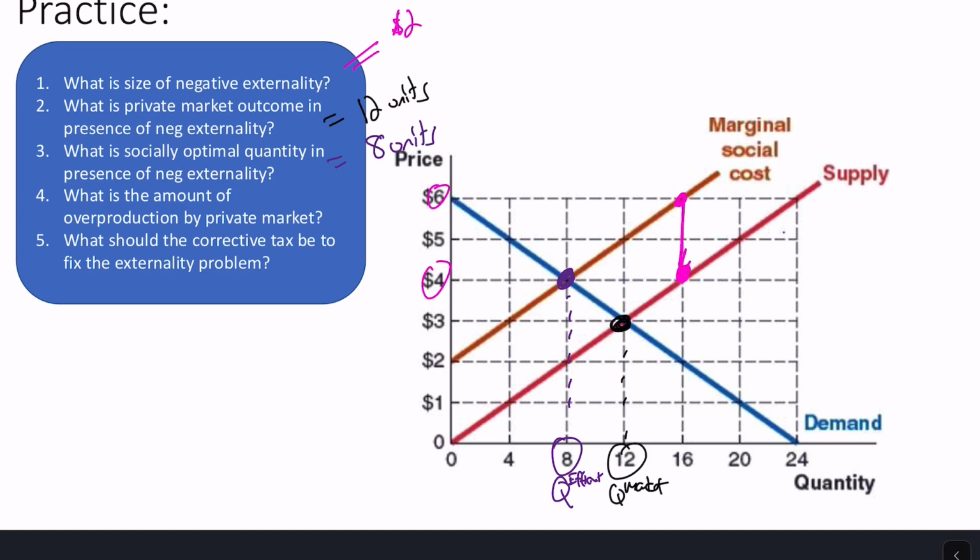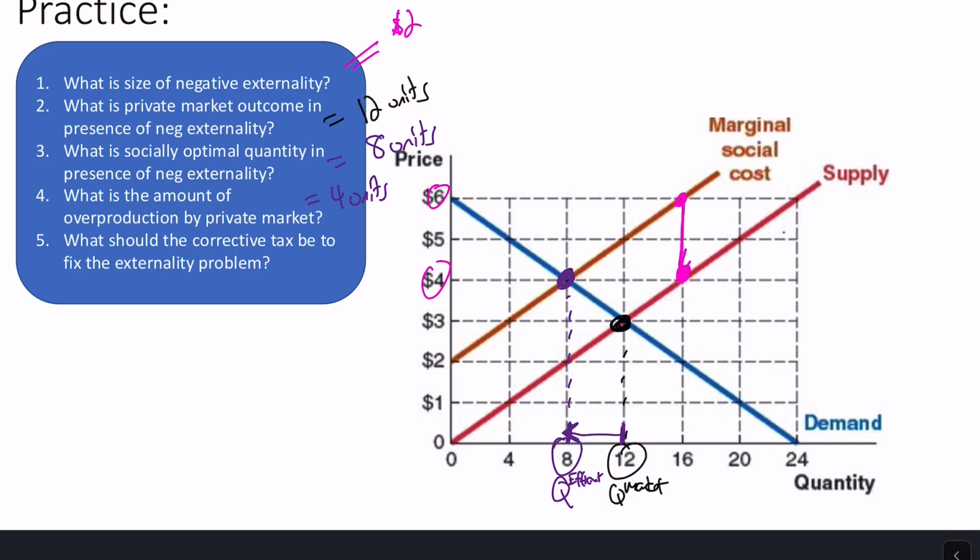So what is the overproduction in the private market? So that's the market failure. That will be that horizontal distance between the two. So 8 to 12, we have 4 units. So we have 4 units of overproduction that the market's going to give us.